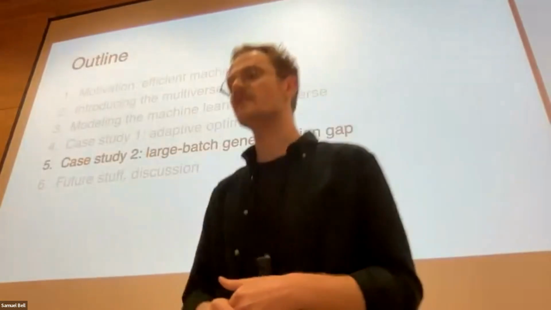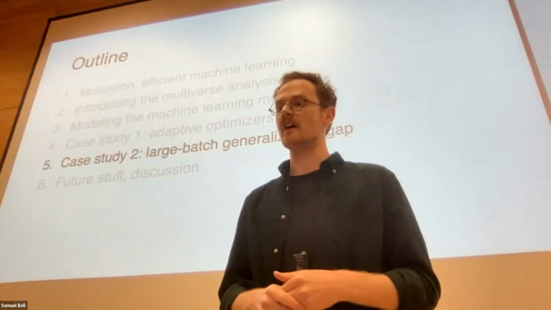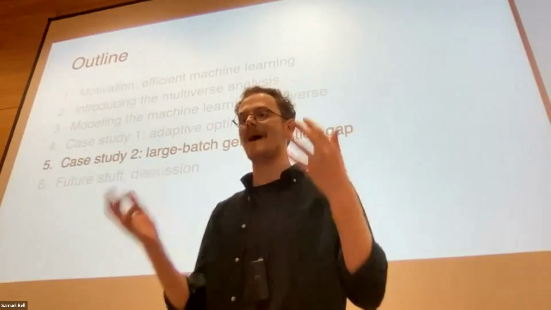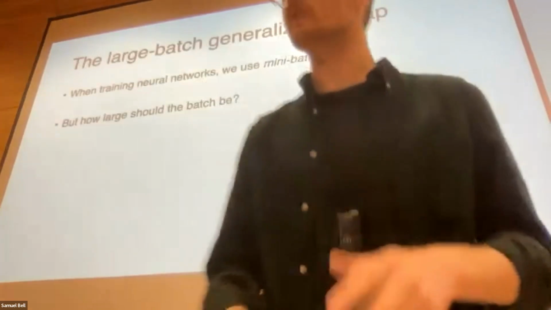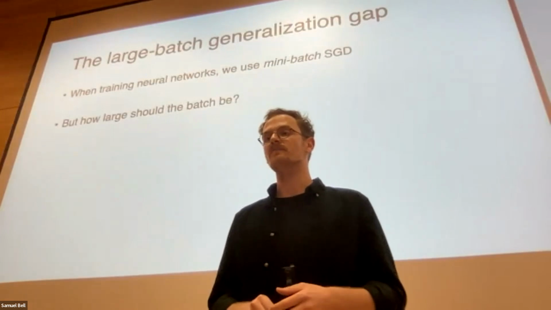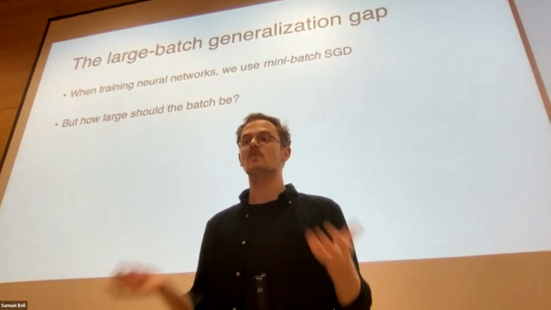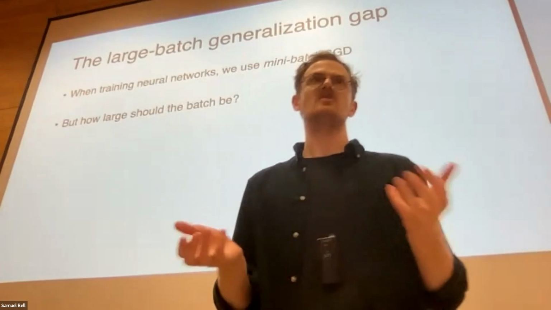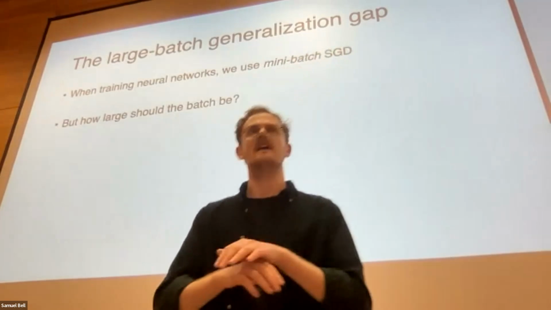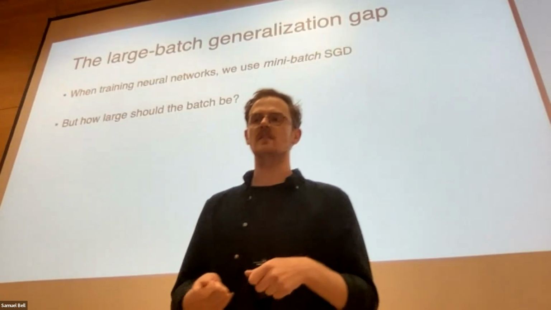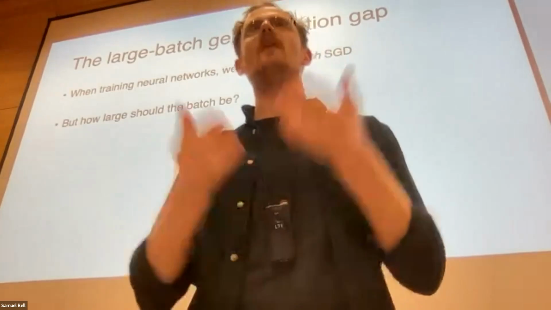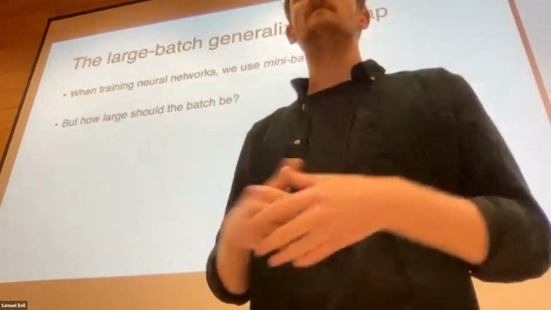So we can think about a second case study, this idea of the large batch generalization gap. I'm not sure how familiar you will be with this idea, but I guess it starts from the idea that when we train neural networks, we use mini batch SGD, right? So we don't take an estimate of the gradient over the whole data set, we do it batch by batch. And obviously that creates a question, like how large should the batch be?